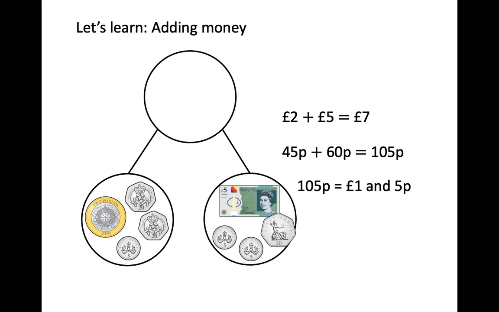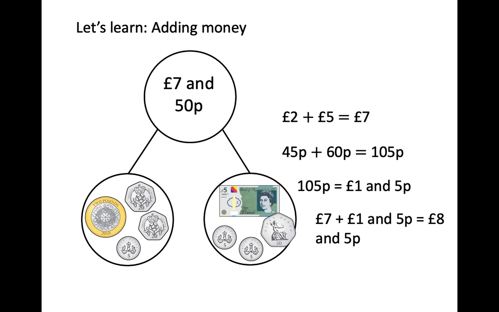Okay. And then next, I change the 105p into pounds and pence. Now I know there's 100 pence in a pound, so then I've got the 5p left over. Okay, and then I just add my pounds up with my pounds and pence to give me £8 and 5p altogether.